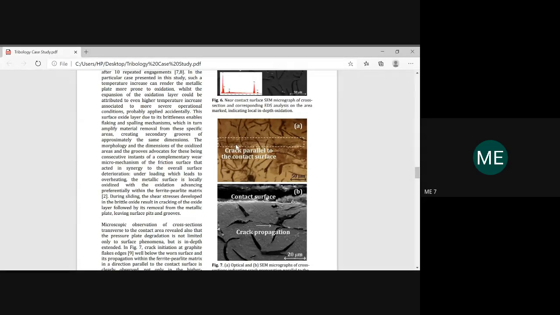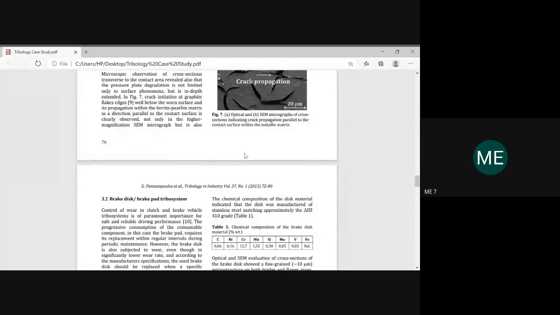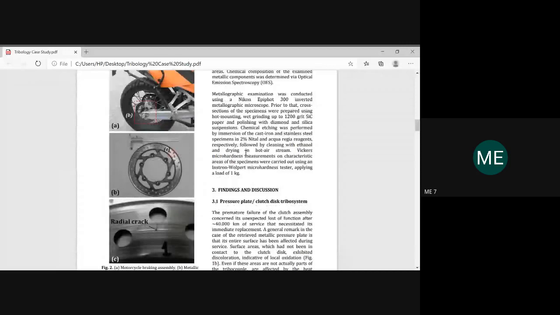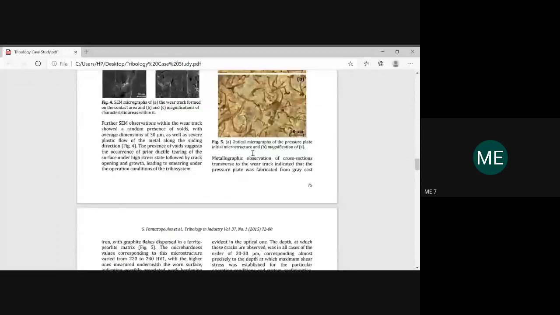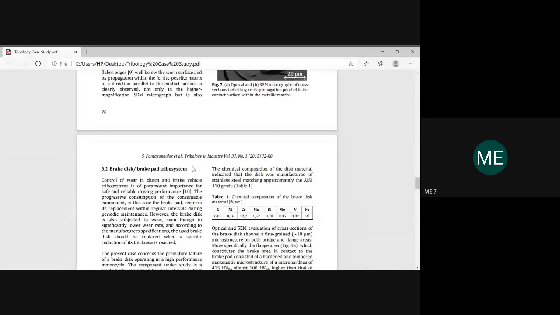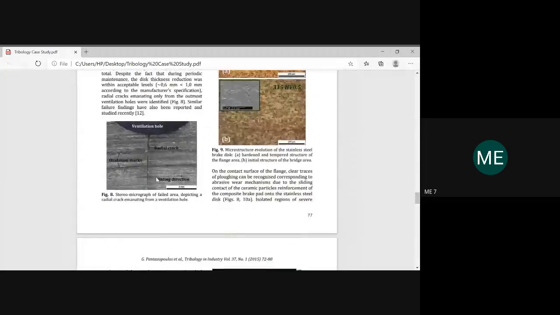So if you understand this concept, you will be able to answer the question related to the case study. The first case study is related to our pressure plate. The second case study is related to our brake disc or brake pad in a tribo system. Here also they have analyzed the entire brake system with respect to the morphology across the crack, how the surface looks, and what is the level of oxidation happening on the surface.